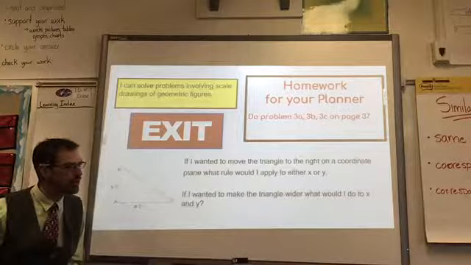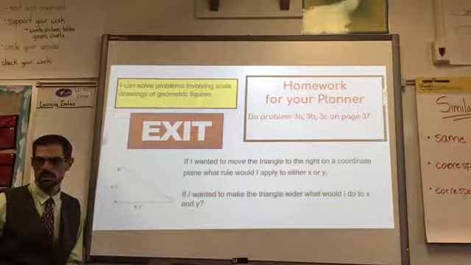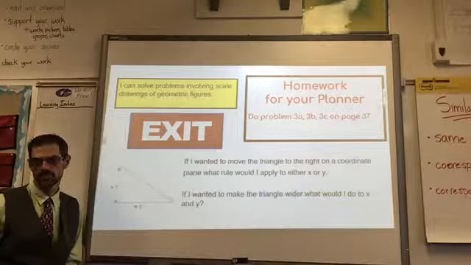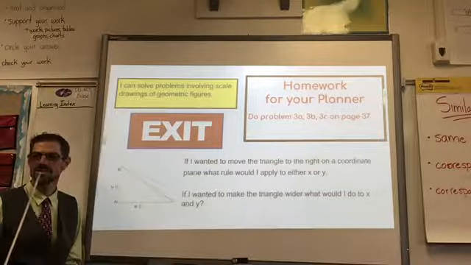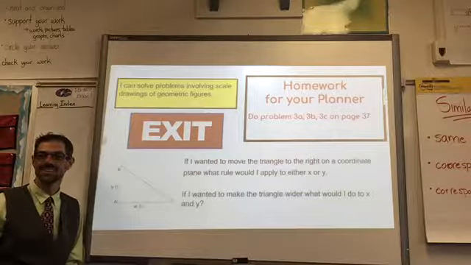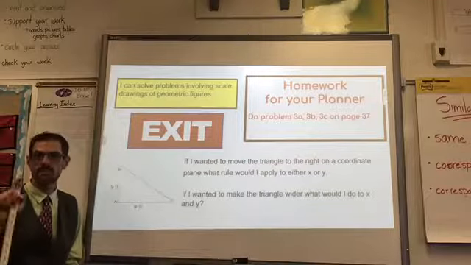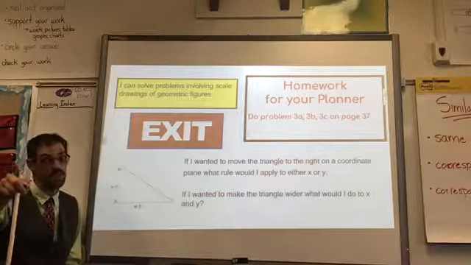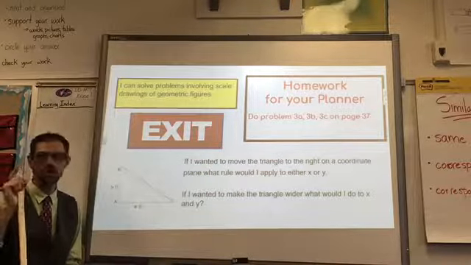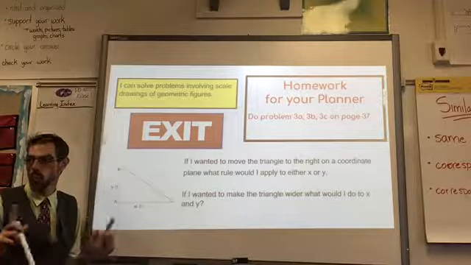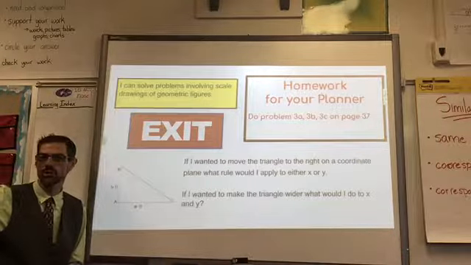If I wanted to make the triangle wider, what would I do to X or Y? Cam. Schmitty, wouldn't you multiply the x-axis by a number greater than one? You've got to have that on there. So I would multiply the x by a number greater than one. That is going to make it wider. If I multiplied y, what would happen? It would get taller, if it was greater than one.